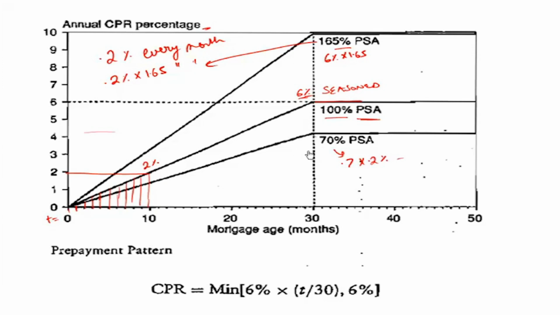Higher prepayments mean more principal upfront, so more cash flows upfront, but some interest will be lost that will never come in the future also. So overall total cash flows will reduce because some interest has been lost as more principal has been prepaid upfront. So the prepayment pattern can be summarized in this expression.